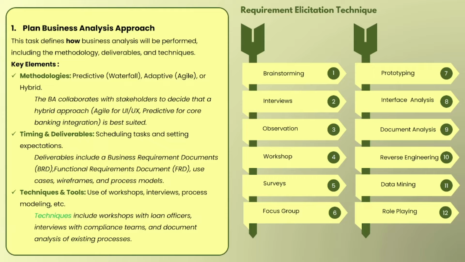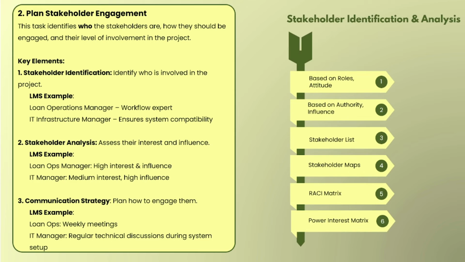So here we can see a few requirement elicitation methods like brainstorming, interviews, observation, workshop, surveys, then prototype, then interface analysis and many more. We will see each and every elicitation technique in an upcoming tutorial. Now let us unfold a new task, that is plan stakeholder engagement. Planning stakeholder engagement is very easy to understand but very hard to execute. This task identifies who the stakeholders are, how they should be engaged and their level of involvement in the project.